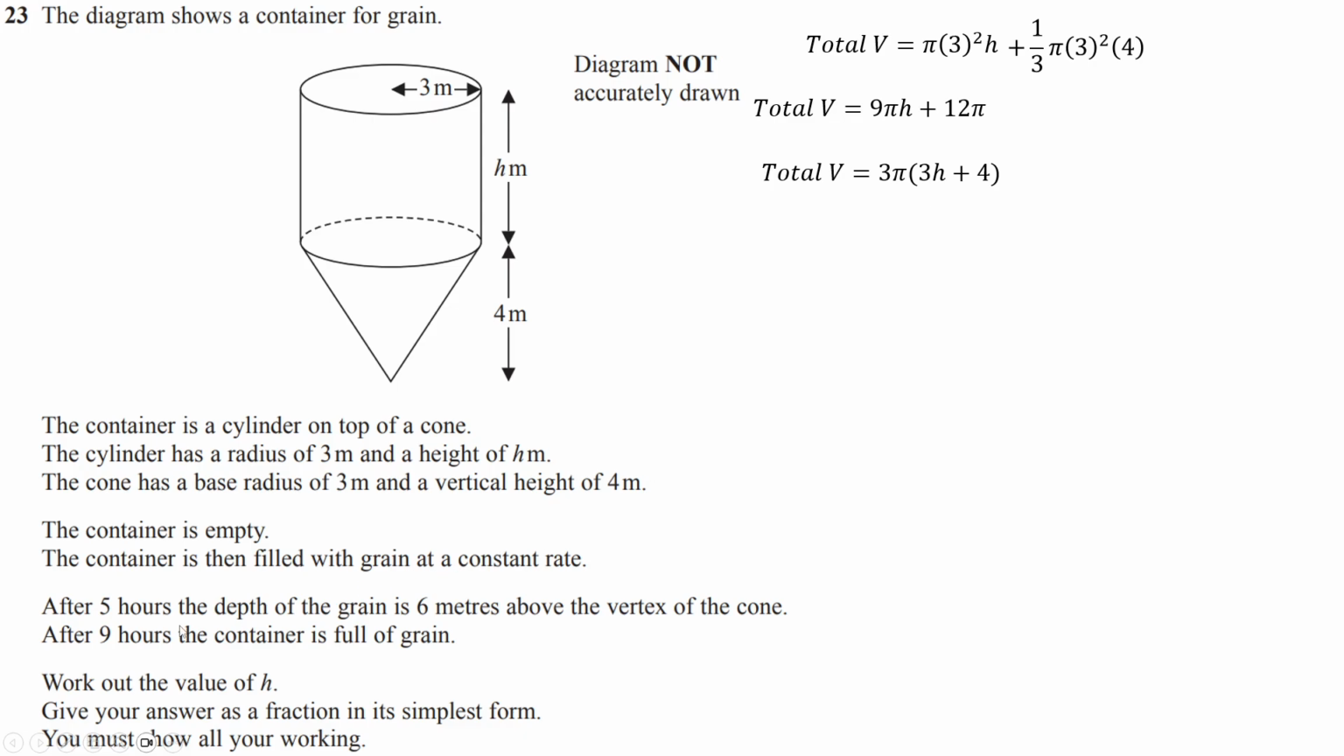We're told that after 5 hours, the grain is 6 meters above the vertex. So this is the vertex here. We've moved it 4 meters to get to the top of the cone.